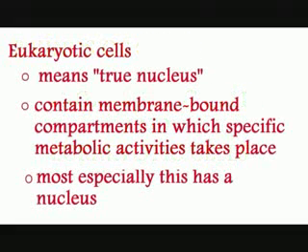There are two types of cells, eukaryotic and prokaryotic. Eukaryotic means true nucleus. It contains membrane-bound compartments in which specific metabolic activities take place. Most especially, this has a nucleus. The parts of the cells I've been talking about earlier are part of the eukaryotic cell.